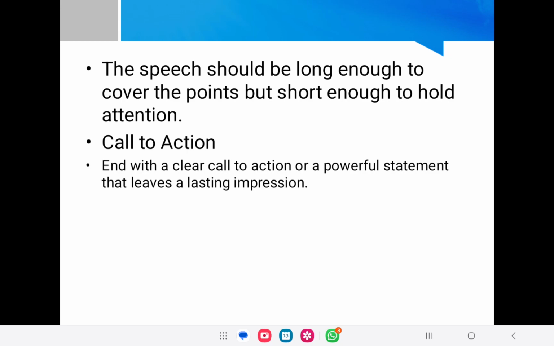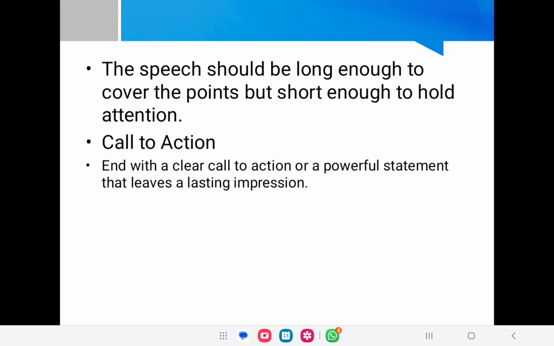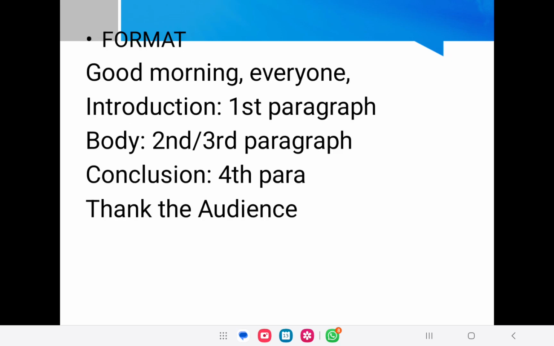If you want people to do something, you will call them for action, with a clear call to action or powerful statement that leaves a lasting impression. When you complete your speech, you are going to end it with some quote or with something that people can take home. That is called take home strategy. Right? End it with something that people remember for all times to come, and it remains with them. So it can be a quote, a phrase, a golden word, any such thing that they can remember. So the format of the speech is good morning everyone.